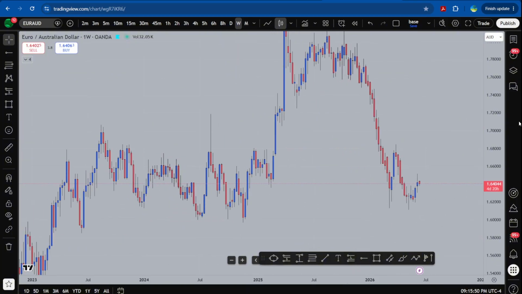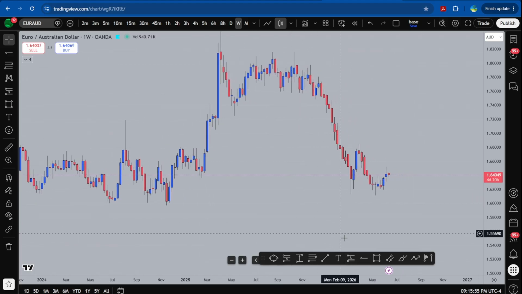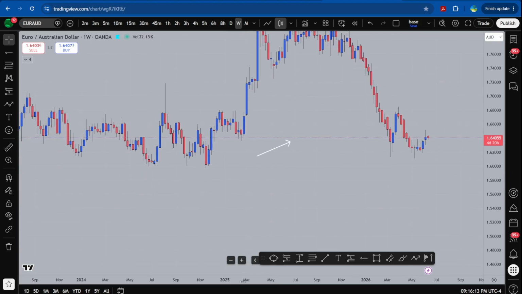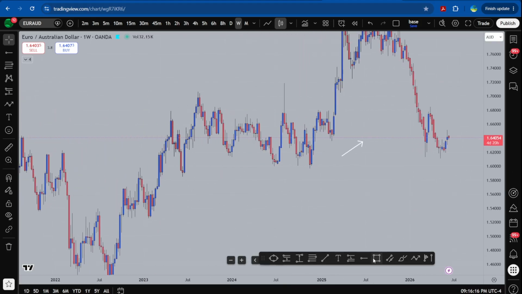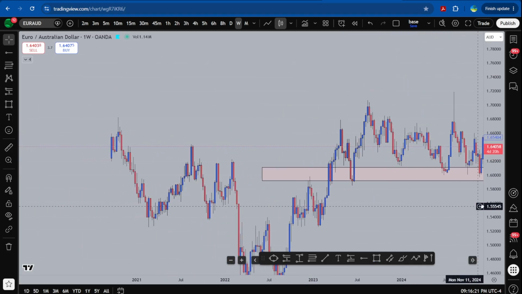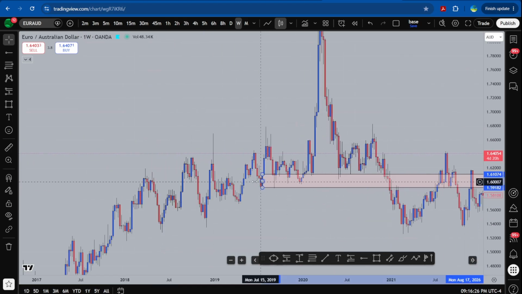EURAUD is a bit interesting. Looking at the weekly right now, you can say we are for sure in a bearish market. We just broke all these lows, this low, and even this low right here. But the thing that's getting me with EURAUD is this historical level here. This level has been very well respected.